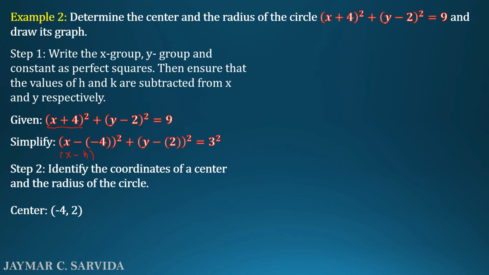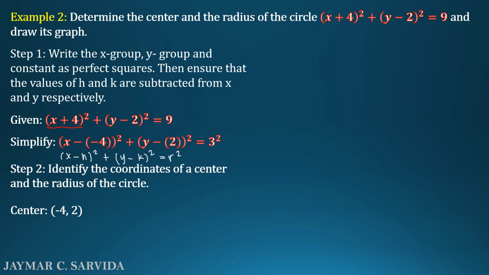Erase ko lang to ha kasi parang masakit sa mata yung kulay pula dito. Palitan ko ng kulay puti. Kasi ang kanyang forma dapat ay x minus h squared plus quantity of y minus k squared equals r squared. Ayan. Kaya kinuha natin yung perfect square nilang lahat.